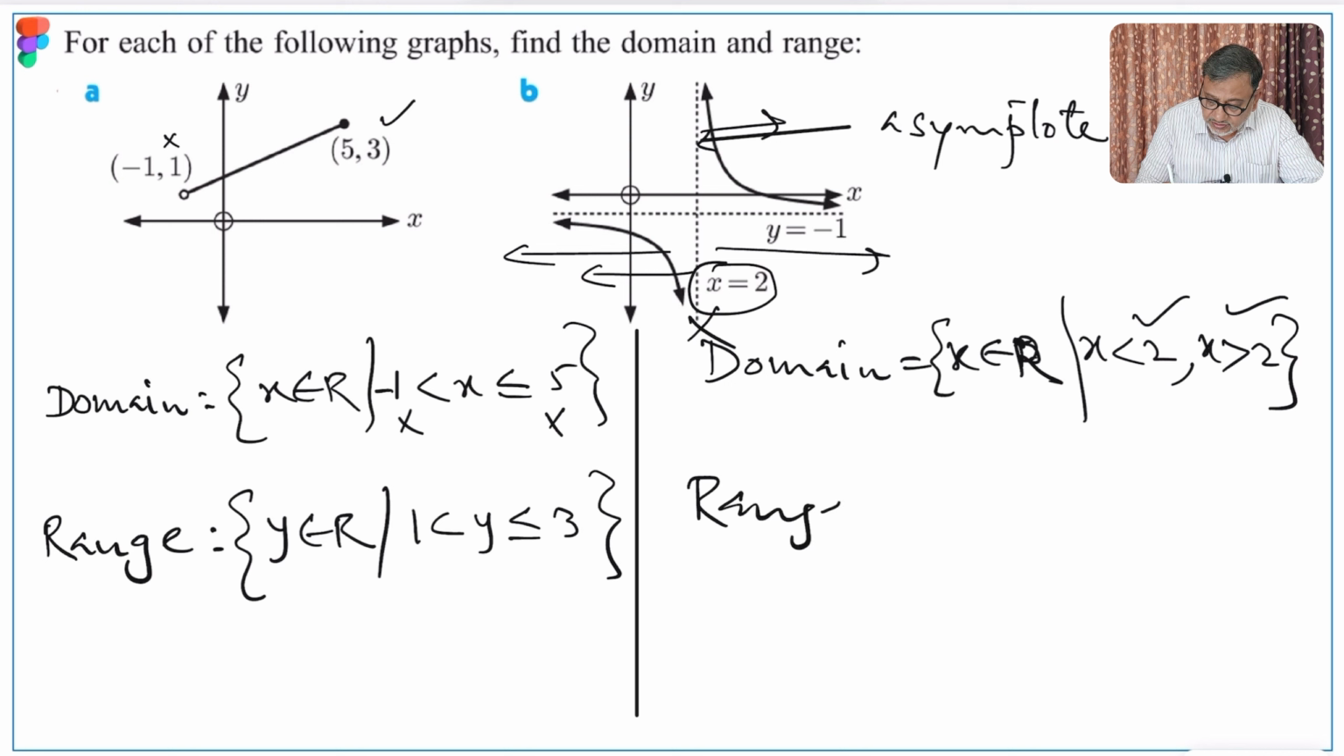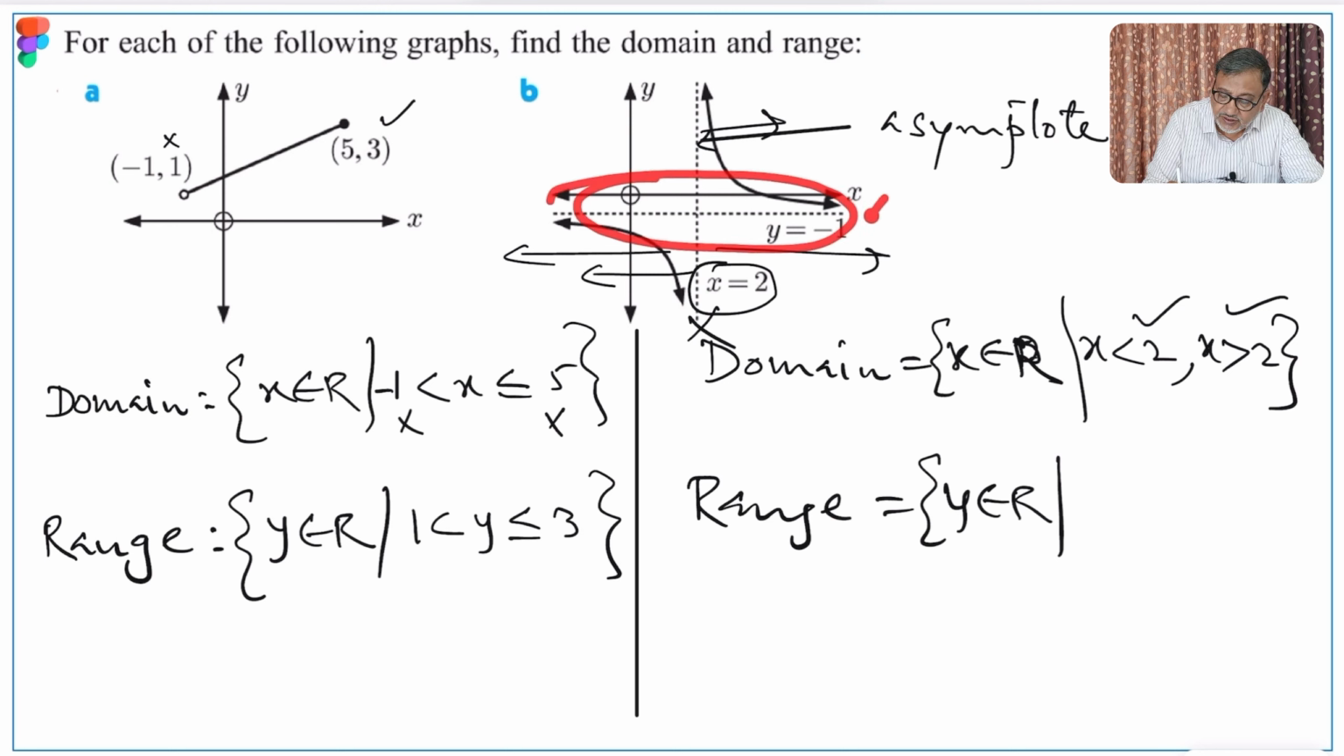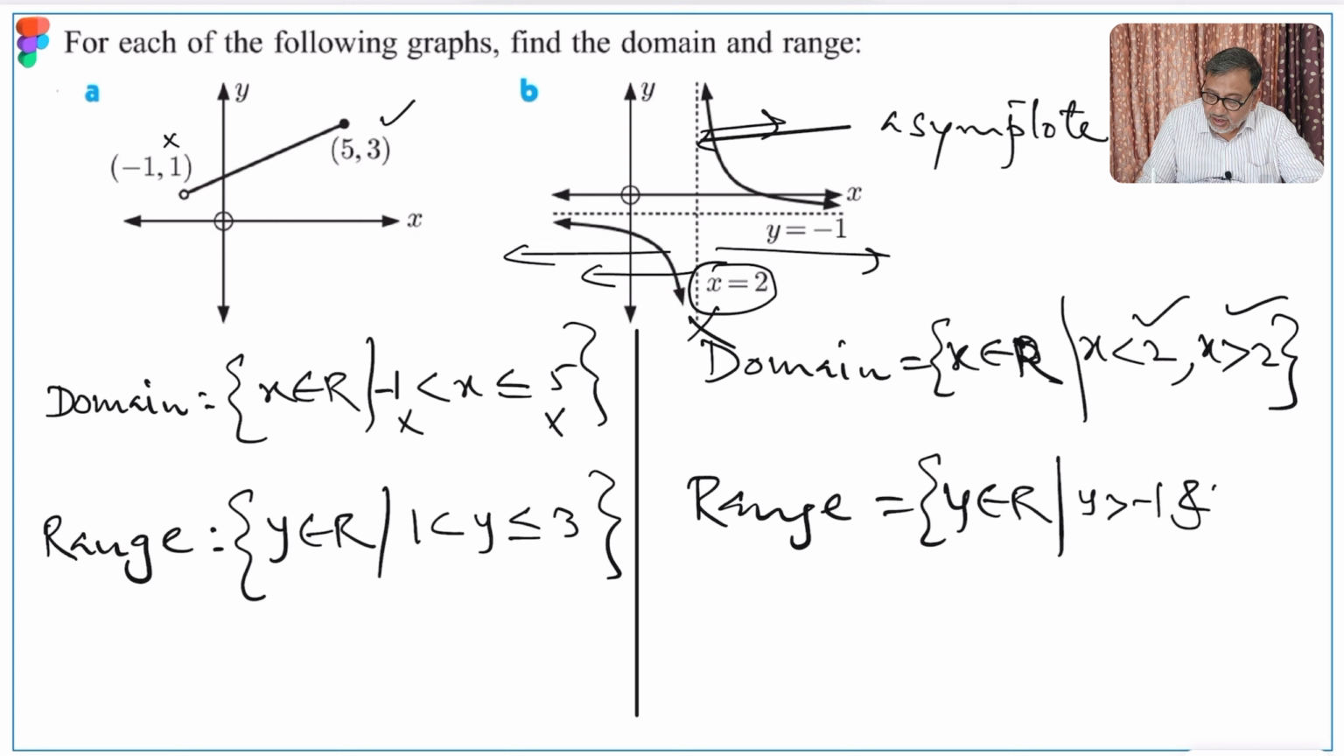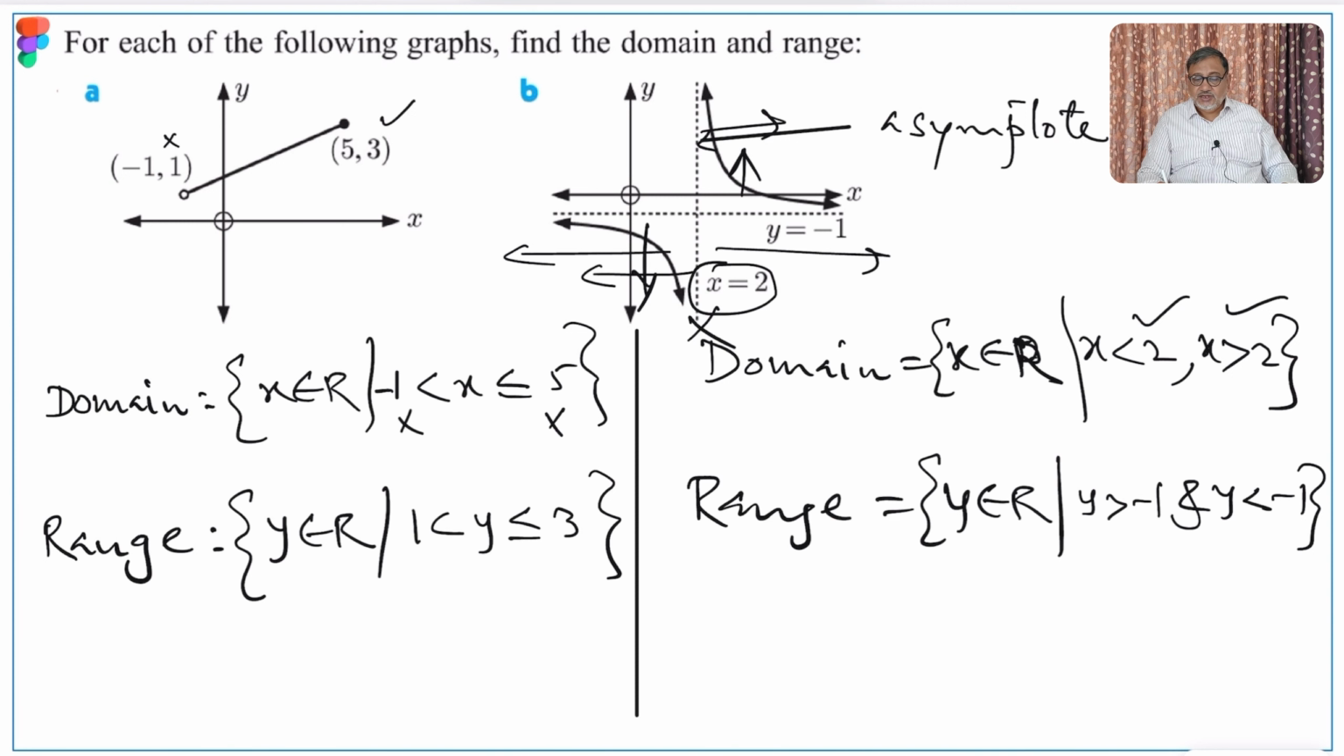Then the range is the set of all y values. Again, how should y be? It will not have the value minus 1, except that, any value upwards, any value downwards. If you have to write this as a set or an interval, y belongs to R such that y is greater than minus 1 and y is less than minus 1. It will be above this, it will be below this, but not on the line because they are the asymptotes.